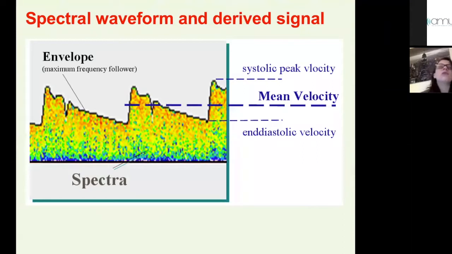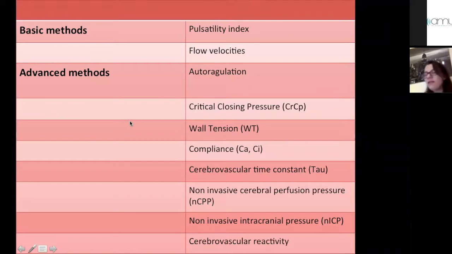So at the end, what we achieve and what we have is a spectral waveform. And this is the typical waveform that we get. We have a systolic peak velocity, which is here. We have an end diastolic velocity, which is here. And we have a mean velocity. So what's the point? From the waveform processing, basically the echoes received by the ultrasound, we can actually obtain basic methods and advanced methods. And it's incredible how much information about cerebral hemodynamics we can get and achieve from the analysis of the spectral waveform.